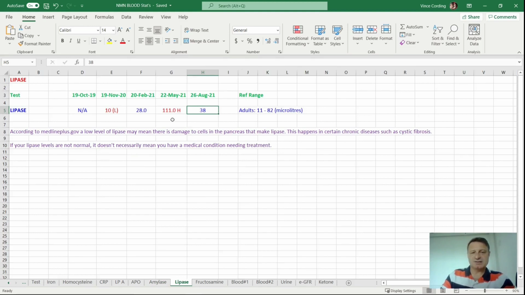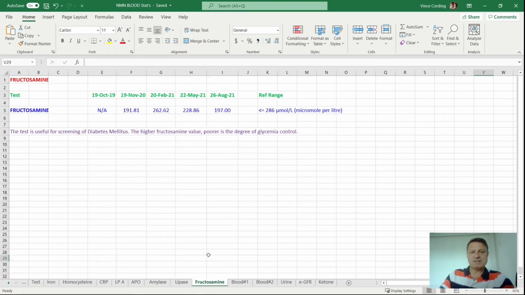Now you can see last time that caused me some concern in that it had gone from 28 to 111. I thought this may have been an issue with the clinic, and if it wasn't, I definitely would have had to speak to the doctor about that massive jump. But you can see here it's gone back down to 38, which is well within range, up from 28, but still well within range. So I'm guessing it probably was an issue with the clinic.